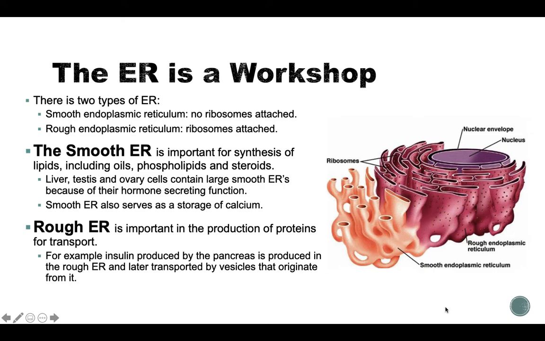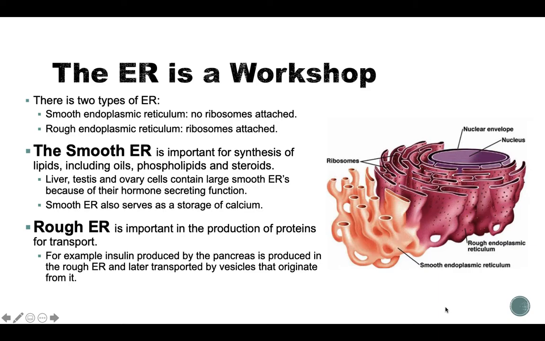Now let's talk about a difference in their functionality. The smooth endoplasmic reticulum is there for the synthesis, or the making, of lipids. And remember that when we say lipids, we are talking about fats. Some kinds of fats that could be created in the smooth endoplasmic reticulum are oils, phospholipids, and steroids as well. The rough endoplasmic reticulum is very important in the production of proteins as well. We can see this because of the presence of the ribosomes attached to the rough endoplasmic reticulum. As an example, insulin, which is produced by the pancreas, is produced in the rough endoplasmic reticulum.